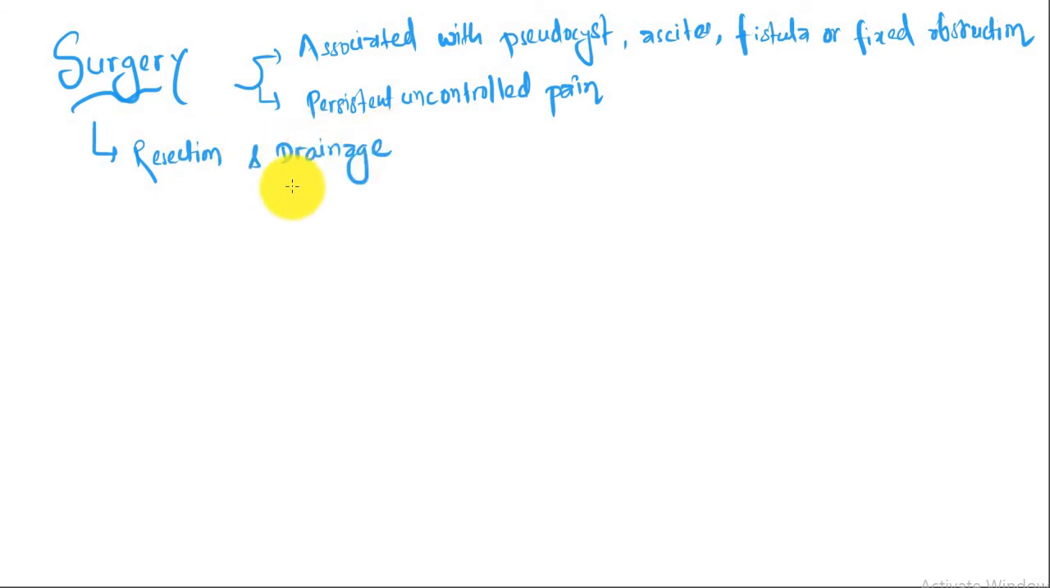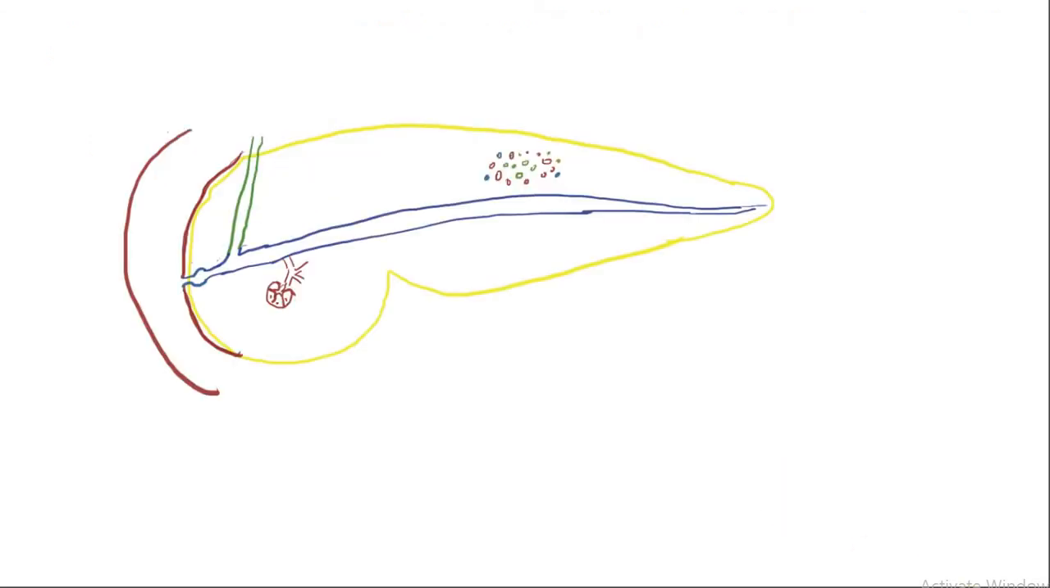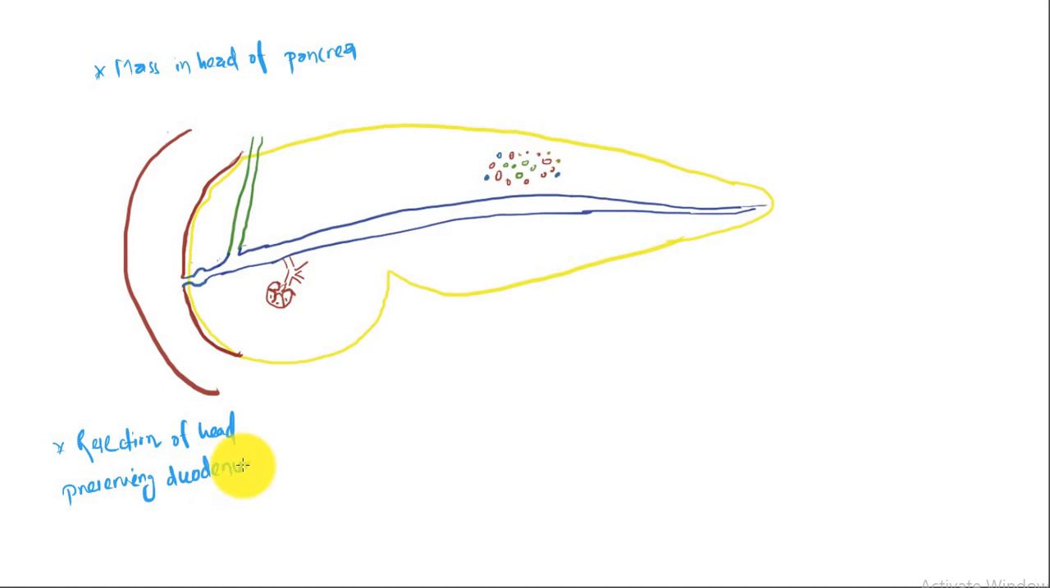So the resection and drainage is done. This is the typical thing in the pancreatic surgery: resect and make a drainage. So if there is a mass in the head of pancreas, that is a disease in the head of pancreas, we do resection of head, preserving the duodenum. This is known as pancreaticoduodenostomy.